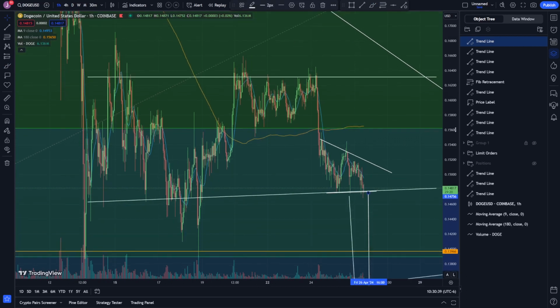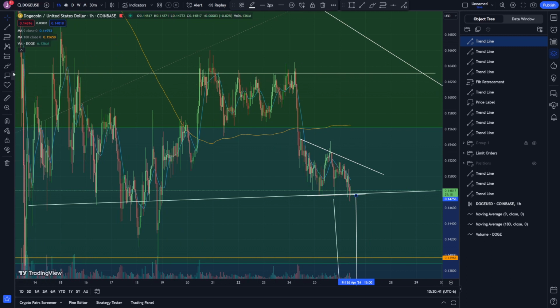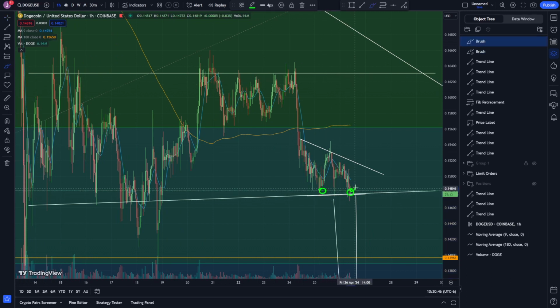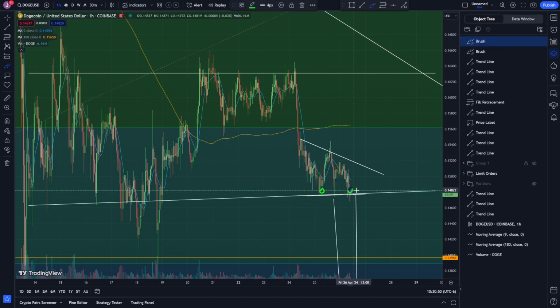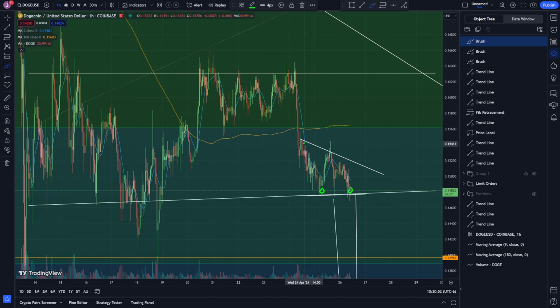0.1355. The other thing you could argue, though, is there's a bottom right here, and if we can form a bottom right here and get bounced to the upside, that'd be a double bottom, which is a reversal pattern, and could form a W pattern.